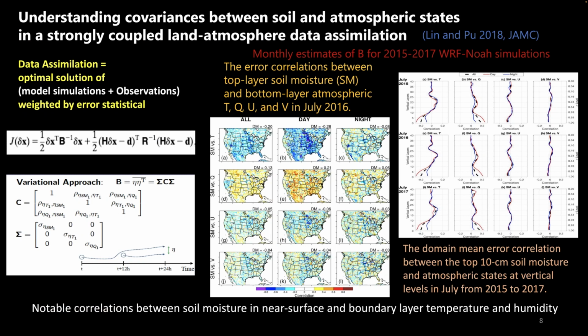The boundary layer, the lower portion of the atmosphere, is strongly influenced by the soil moisture, which means there is strong correlation between the soil moisture and the lower part of the atmosphere. The correlation with the wind is relatively weak, but with respect to the temperature and the moisture, it is very significant. Okay, next, please.